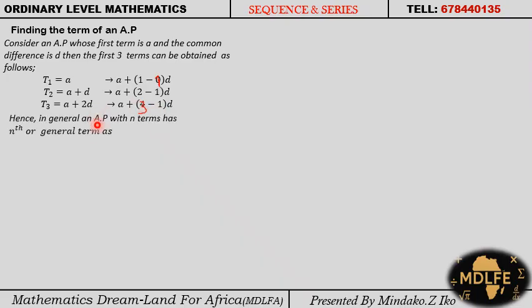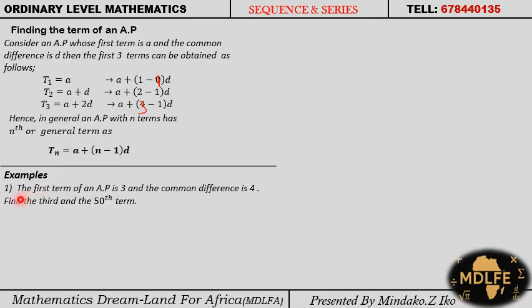Hence in general, an AP with n terms has its general term as Tn equals a plus n minus 1 times d. That is the general term, or the nth term, of an AP. All right, let's continue. With that, let's look at some examples.